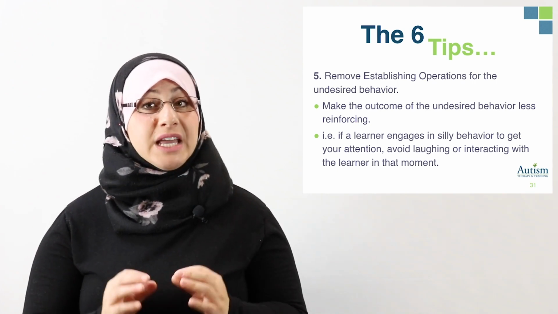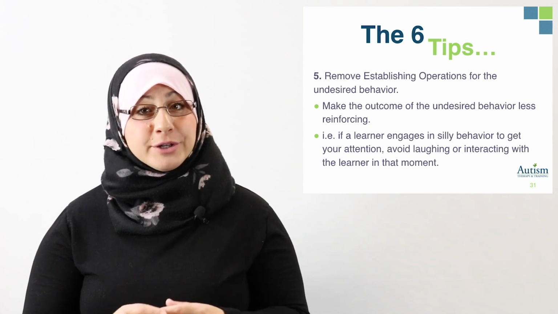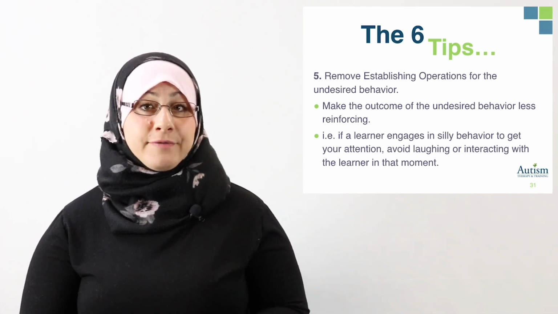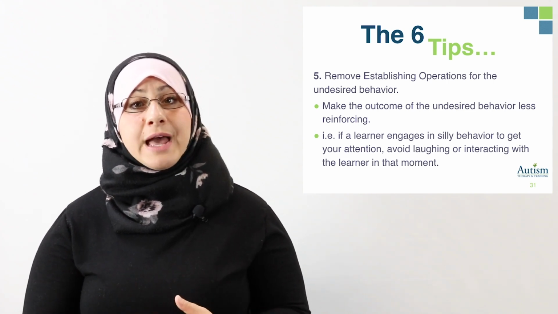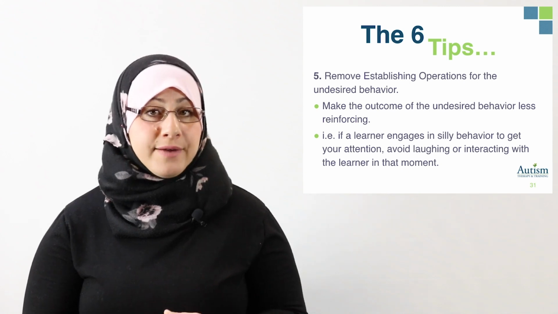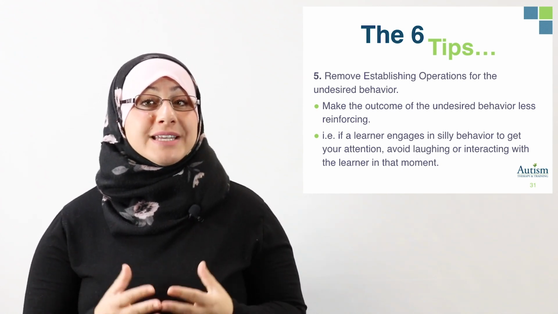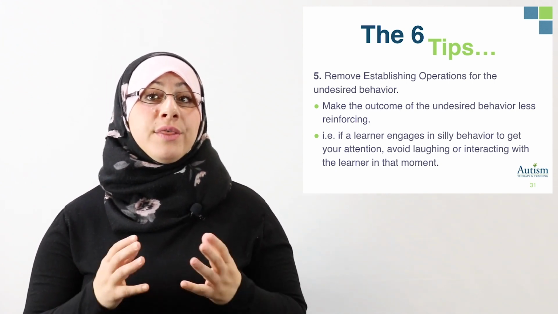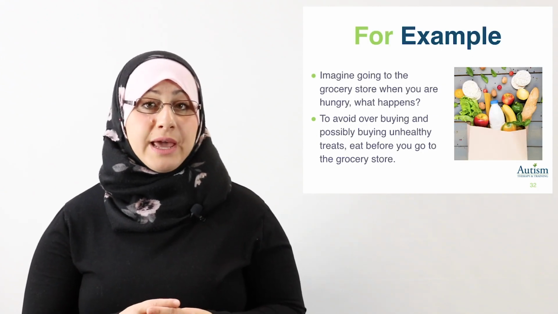Next, remove establishing operations for the undesired behavior. Make the outcome of the undesired behavior less reinforcing. For example, if a learner engages in silly behavior to get your attention, avoid laughing or interacting with the learner in that moment. You want to reserve that reinforcer for the desired behavior. So if they're doing their work appropriately, you can give them attention then, a high five, a sticker, whatever the attention they like in that moment. They can have it when they engage in the correct behavior.